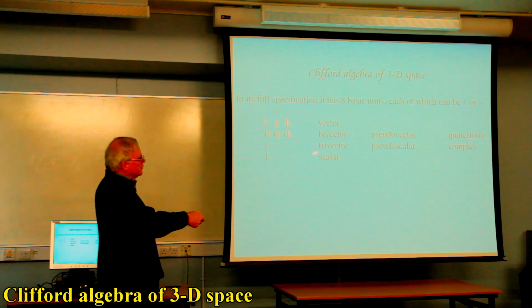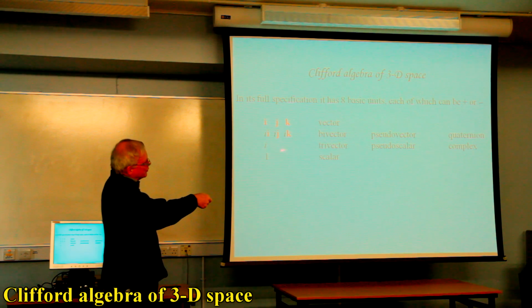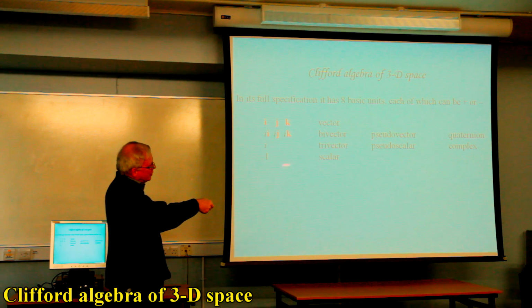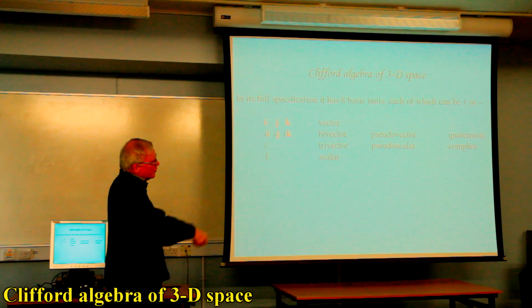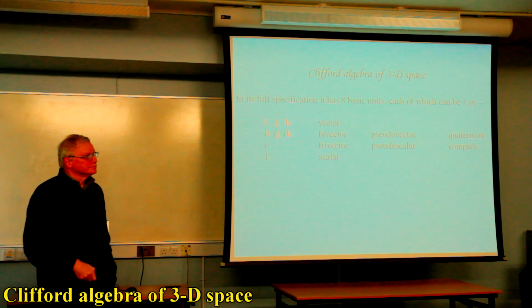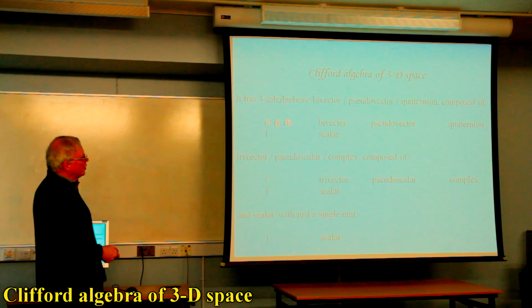And they have different names. You can call that a vector. This one is a product of two vectors, it's a bivector. That's a product of three vectors, it's a trivector. That's a scalar, of course. But you can call that a pseudovector or pseudoscalar, and you recognise, of course, that's equivalent to a complex number, and that's equivalent to a quaternion. So they're just different versions of the same object.